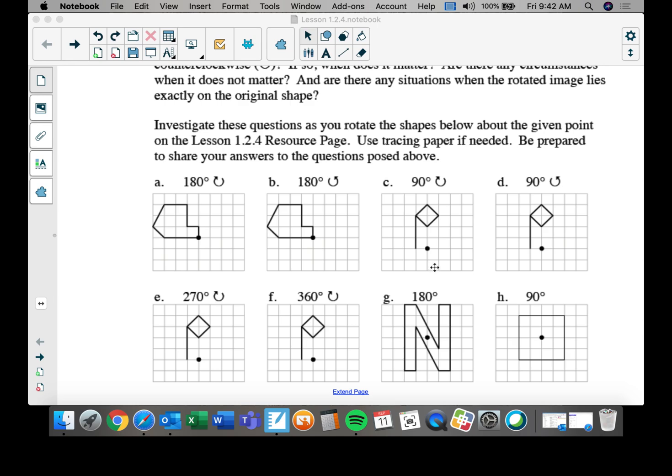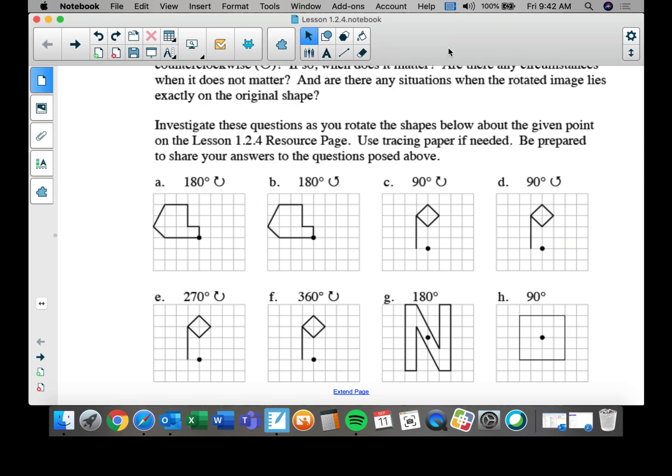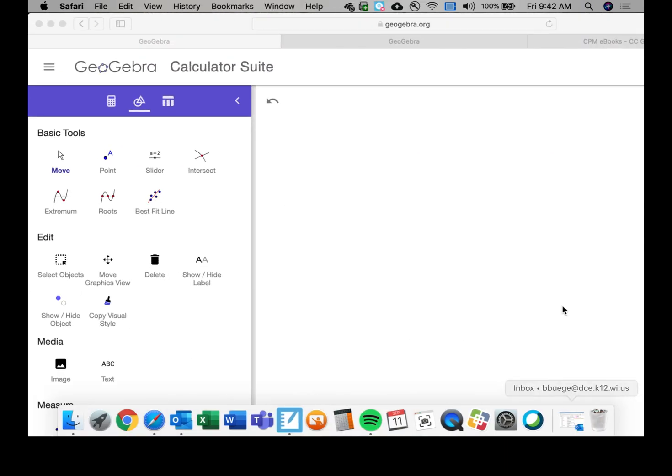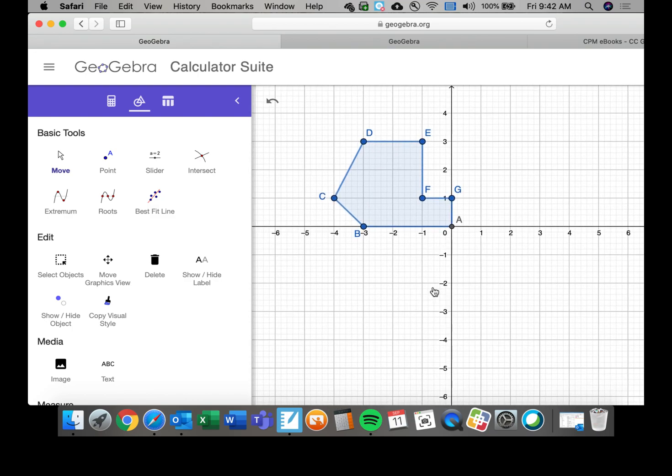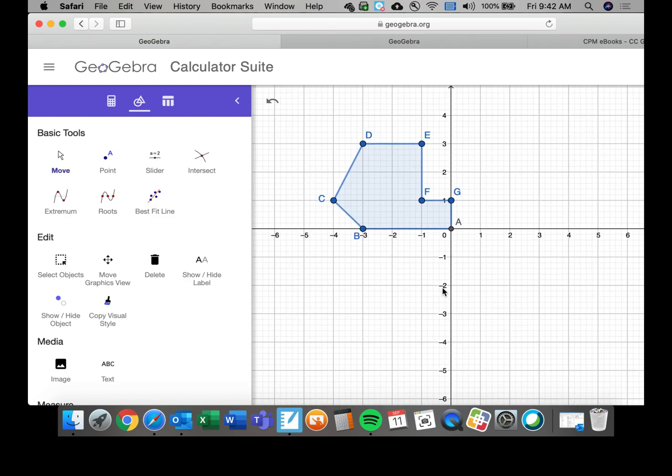All right, welcome back, everybody. Hopefully you've given this a shot. Now it's your turn to check and see if you did it correctly and if everything worked out for you. So I'm going to go to a different program here so I can show you. For part A, here is your shape right here, and what they asked you to do was to take that shape and rotate it 180 degrees about this corner point right here that on my screen is A.